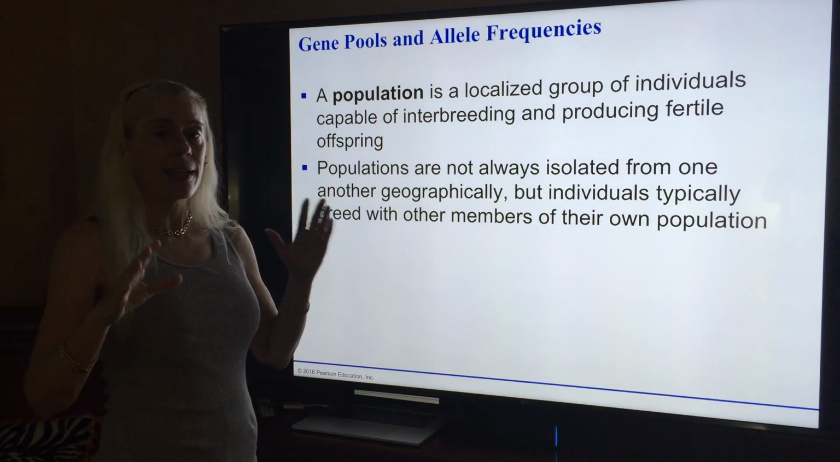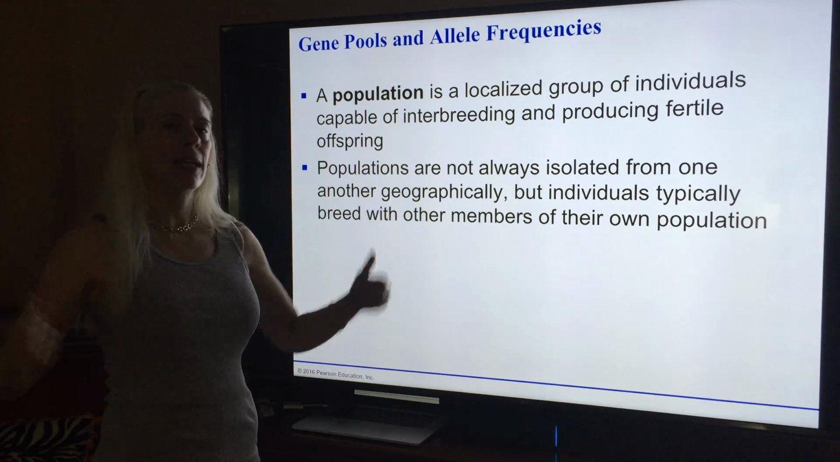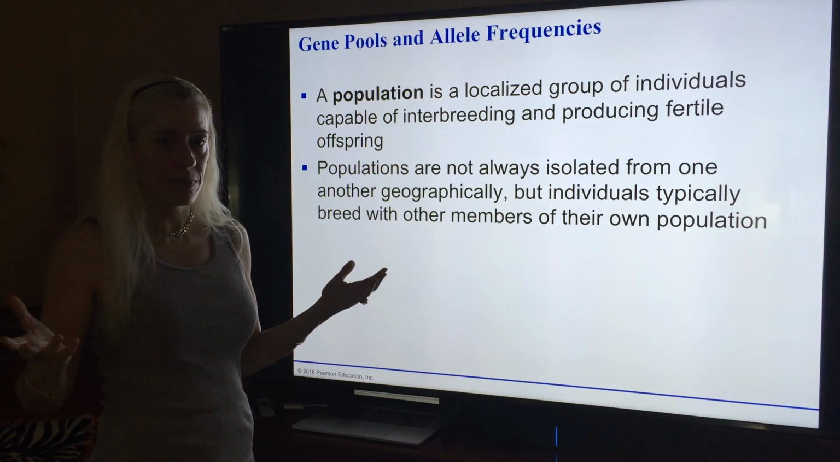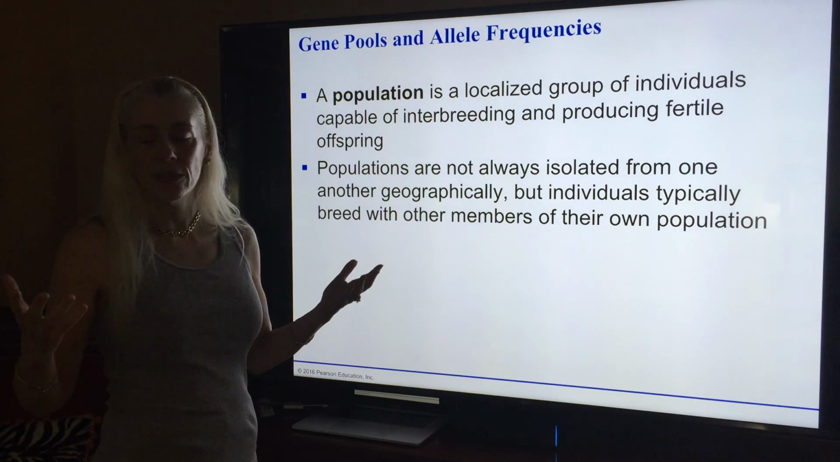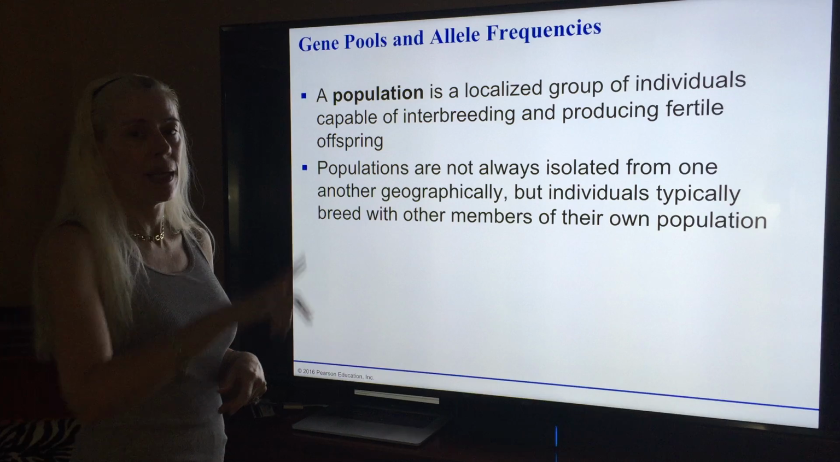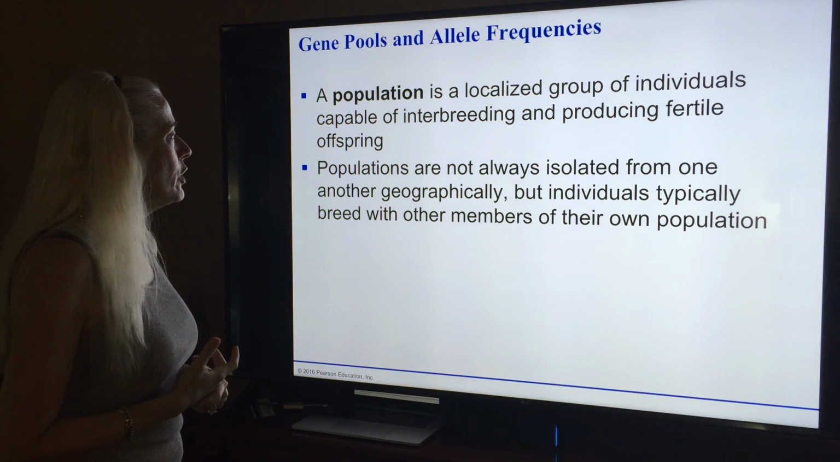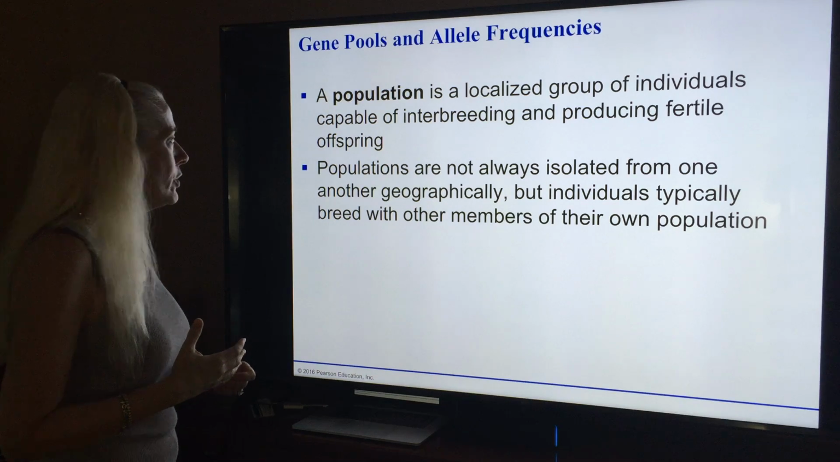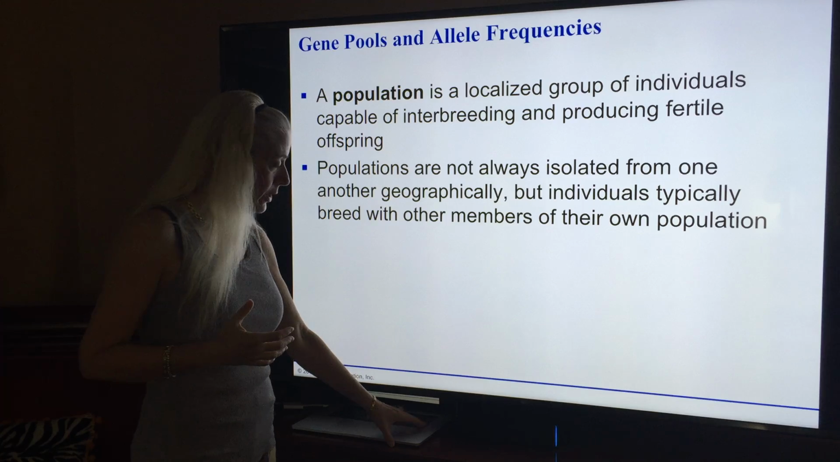Because we've heard of the liger and things like that, where you take tiger and lion DNA and put them together. Number one, they can't themselves go back and reproduce with a tiger or with a lion. So it's totally different, and they're sterile. So that makes them not a new species. Populations are not always isolated from one another geographically, but individuals typically breed with other members of their own population.